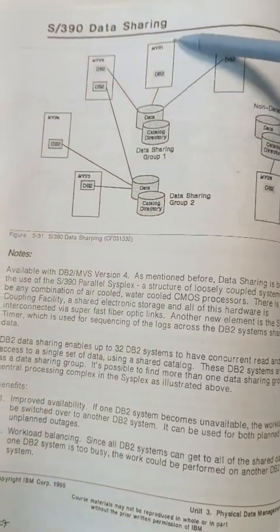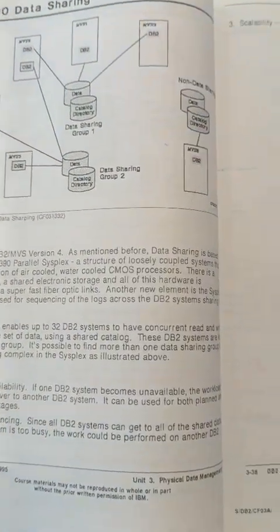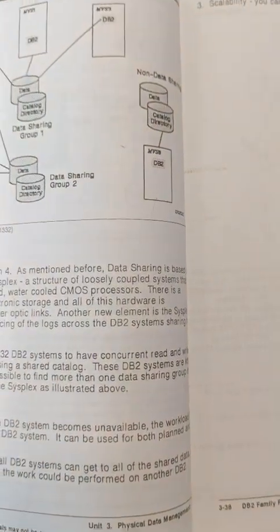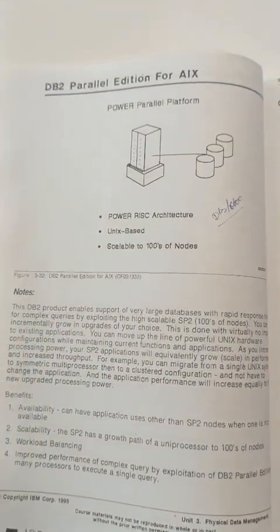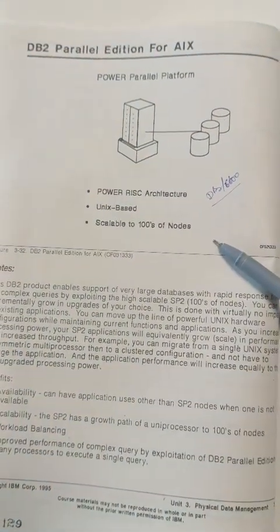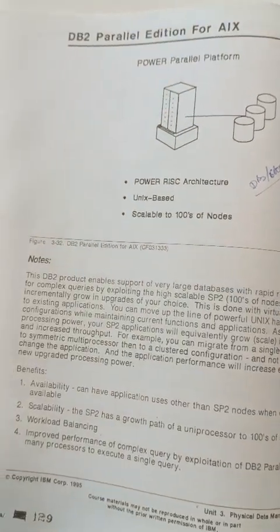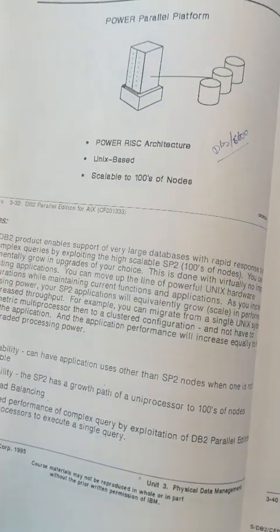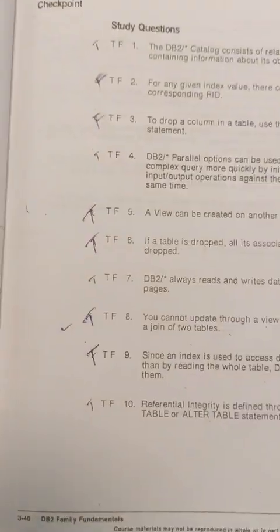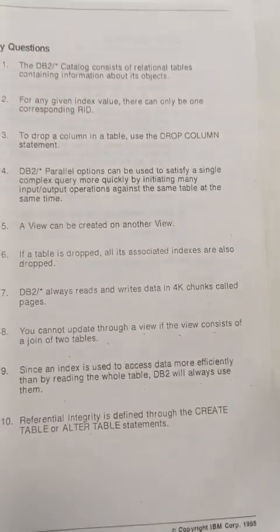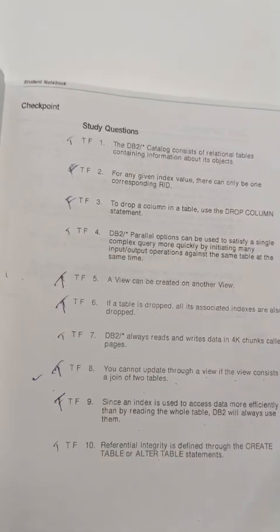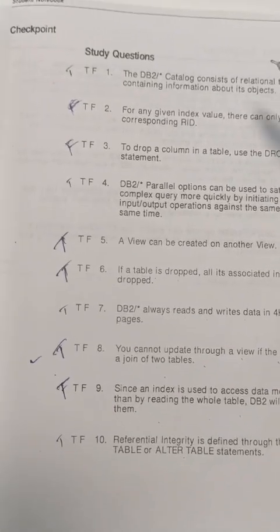This is how S390 data sharing works. These are some sample parallel indexes with AIX. It's fine, these are not required for our scope. That's all, friends. Till now we have covered data family and data management, and now we'll see some of the questions they ask.